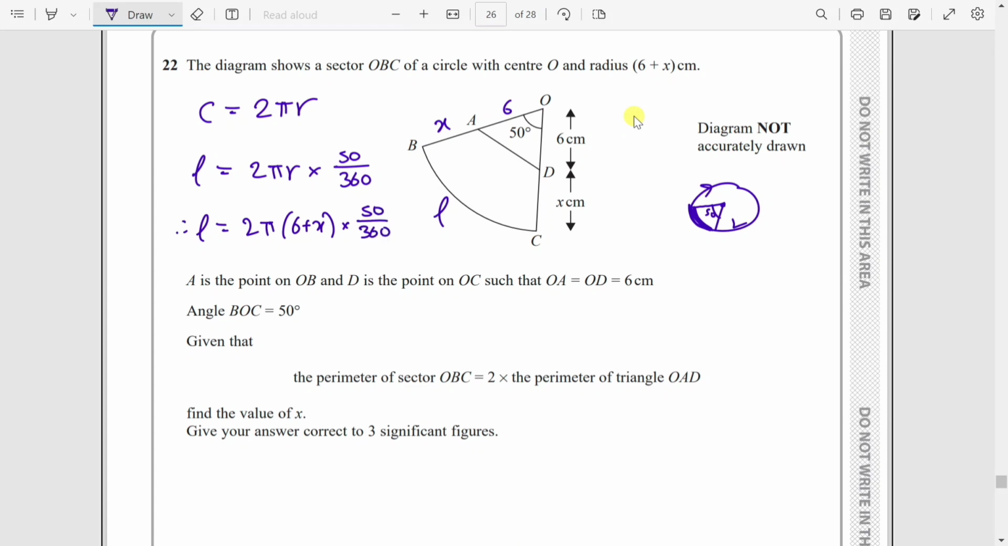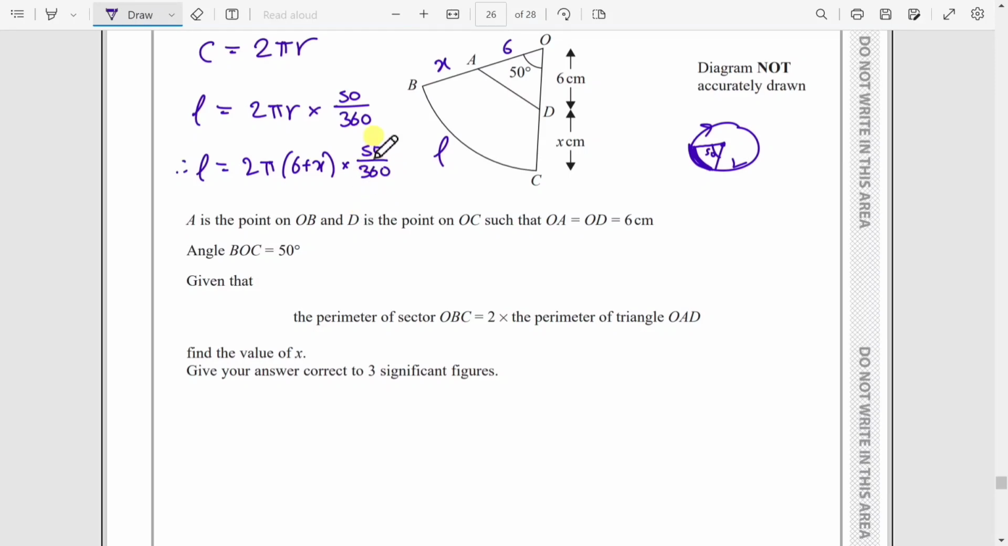That's it. And if you want to simplify it, what I would do is put 50 over 360 times that 2, because I'll simplify the fraction. So 2 times 50 over 360 becomes 5 over 18. So 5 over 18 pi times 6 plus x. That's the length of the arc. And if you want to expand it, let's expand it too. So 5 over 18 pi times 6, ignore the pi in the calculator, would just be 5 over 3 pi. And then plus 5 over 18 pi times x, just stick them together: 5 over 18 pi x.